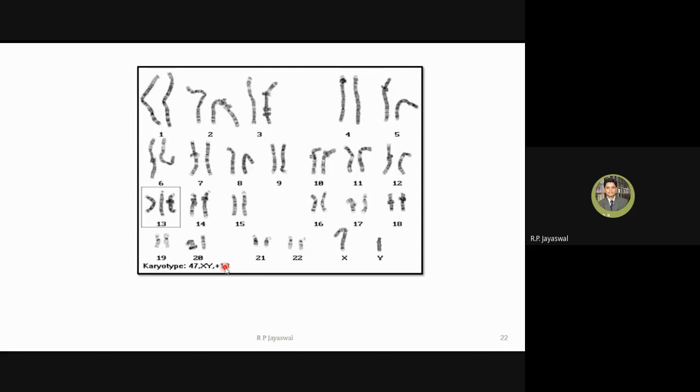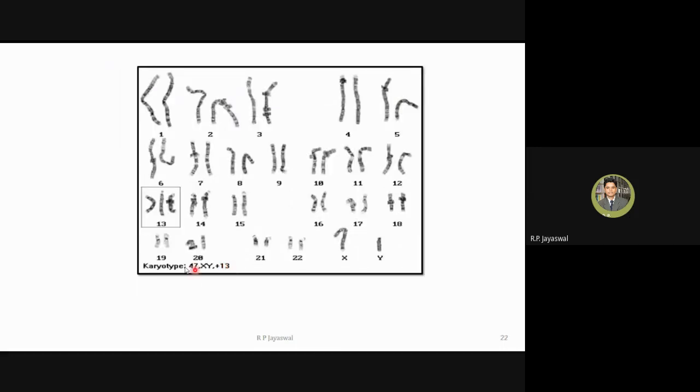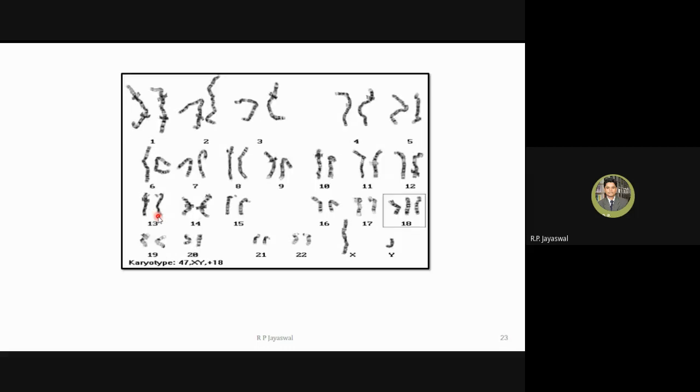This is the pattern of writing the interpretation, the result, and the previous one you can also write in the same way. So 47, because the total chromosome number is not 46, it's 47, and this is XY, and with a comma we write which chromosome is extra. So plus 13 means one chromosome is extra in chromosome number 13. So this is the karyotype of Patau syndrome, where there is a trisomy of 13.